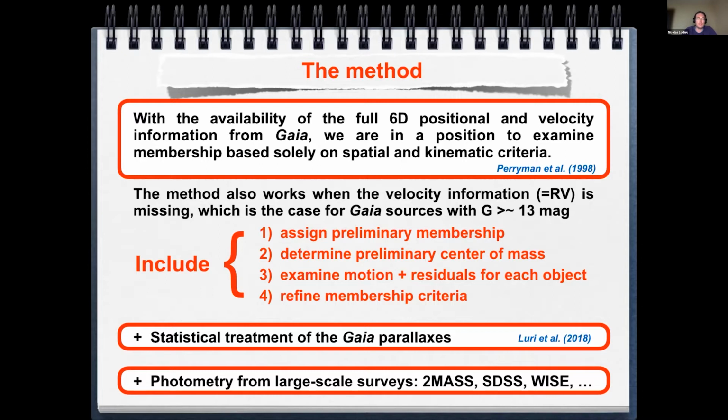The method, I should mention, can work with or without velocity. The first step is to assign a preliminary membership and to determine the preliminary center of mass of the clusters, and then examine the motion and the residuals for each object before refining the membership criteria. We also added the statistical treatment of Gaia parallaxes as described by Luri and collaborators. Finally, when we have our list of members, we cross-match with large-scale surveys like 2MASS, SDSS, WISE, and many others to have the full spectral energy distribution of these members.